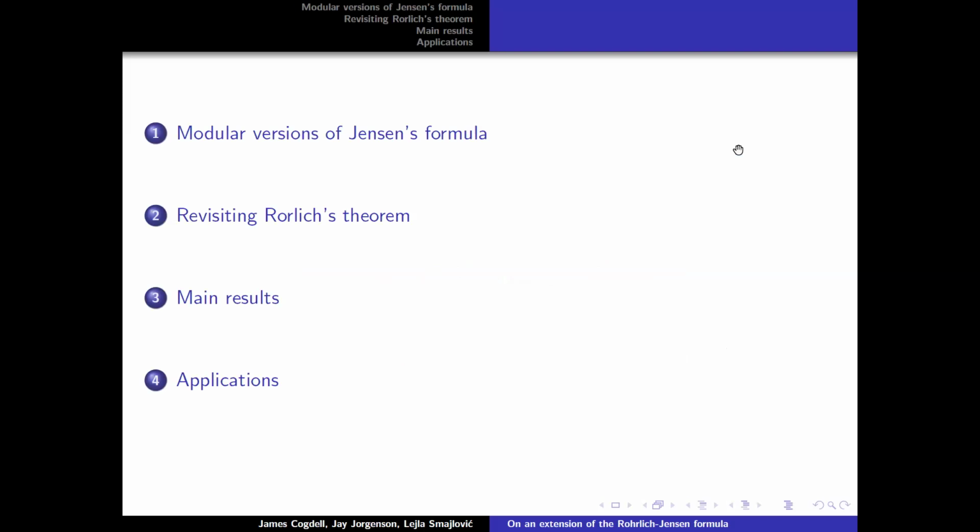The first 2 parts are kind of overview and motivation. I will first give an overview of previous results on modular versions of Jensen's formula. Then I will discuss how to revisit Rohrlich's theorem and view it as a kind of inner product formula. Then I will discuss the main results of this work. And if time permits, I will present applications and some explicit computations for some special groups we chose.